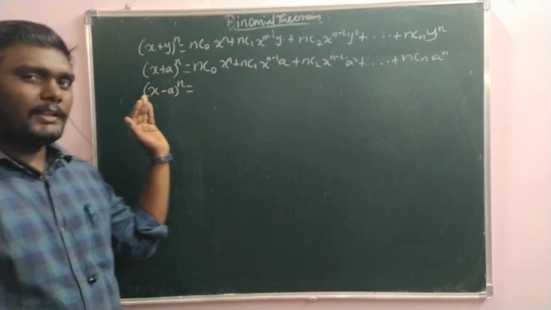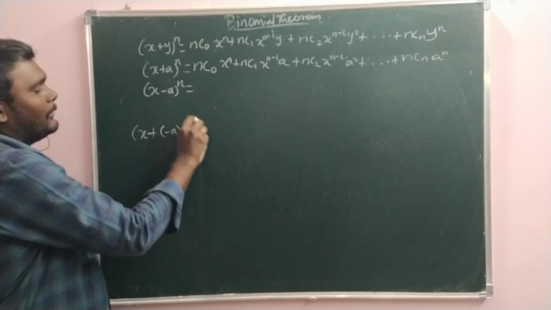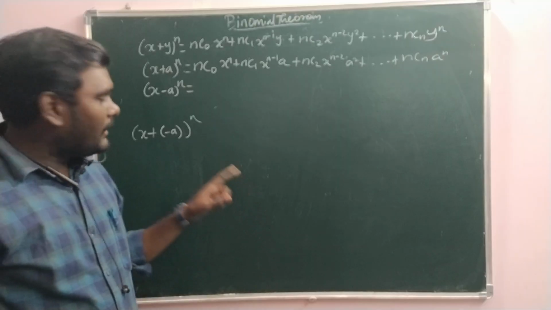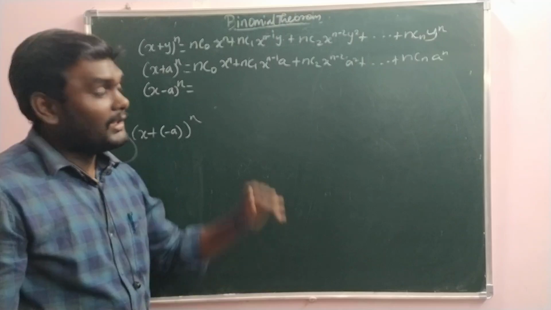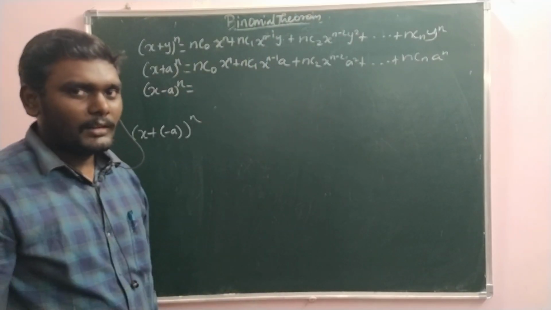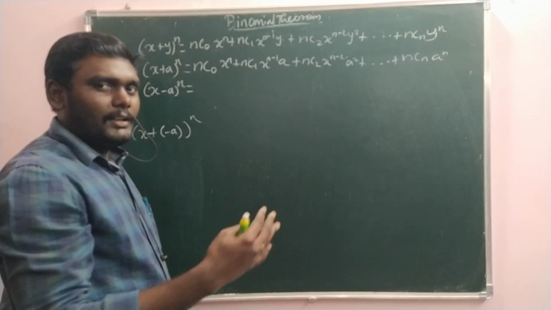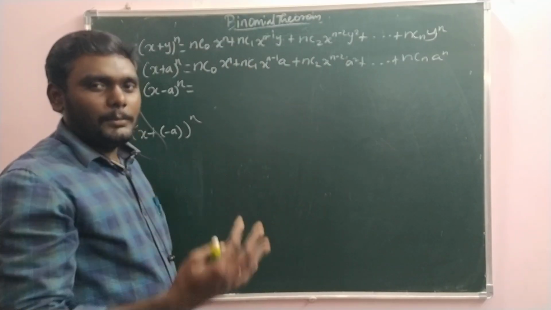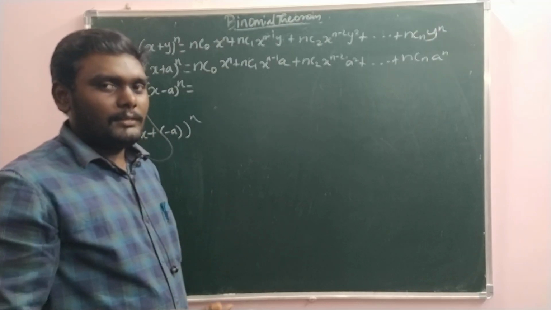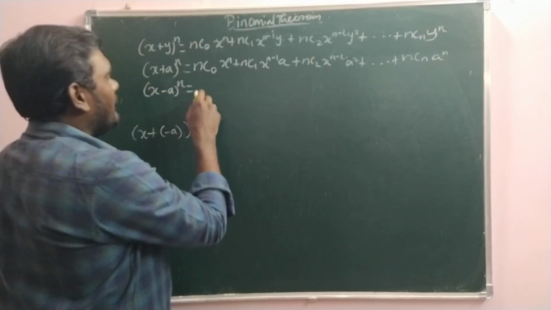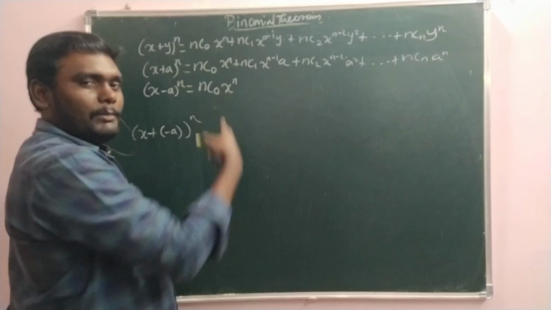Suppose we have (x - a)^n. This x - a we can also convert into x + (-a), to the power n. Here minus a means wherever a comes, we replace it with minus a in the existing expansion. Wherever a comes in the odd power, we will get negative; in the even power we will get positive. So we are going to rewrite this: nC0 x^n, where a^0 is hidden.